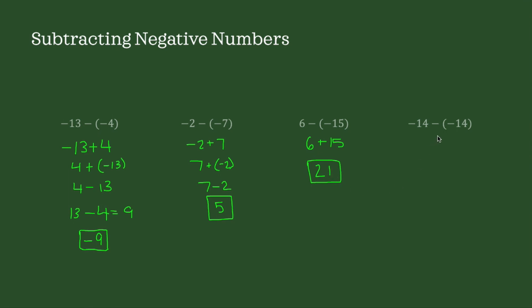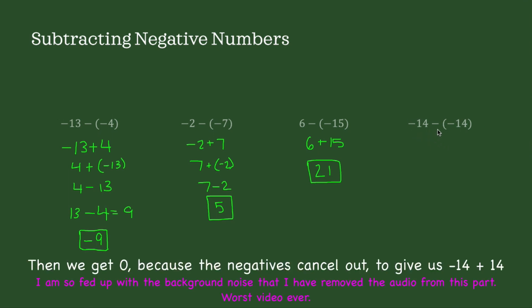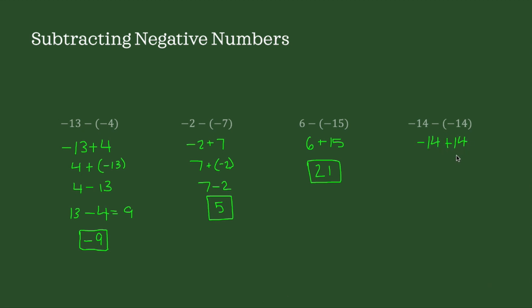So let's do this one. Negative 14 minus negative 14. And again, when we're subtracting the same negative number from the negative number, they cancel out to give us 0, because negative 14 plus 14 is the same thing as 14 minus 14. So this is our answer. Alright, let's move on.